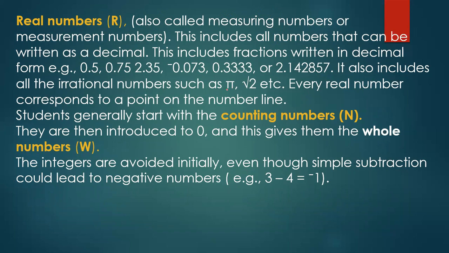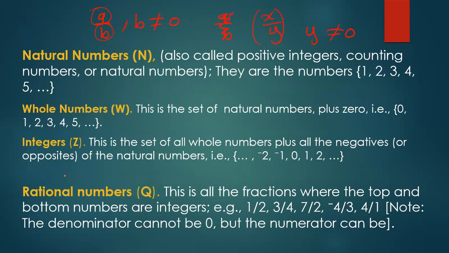So what does that mean? When we talked about rational numbers, we said these are numbers that can be expressed in the form a over b, but there are also numbers like the square root of 2, the square root of 3, or pi. These numbers can't be expressed in the form a over b. What do we call such numbers? Such numbers are known as irrational numbers. So the opposite of rational numbers are irrational numbers.